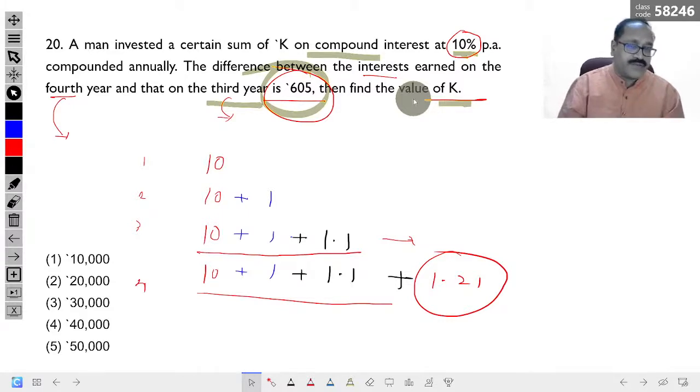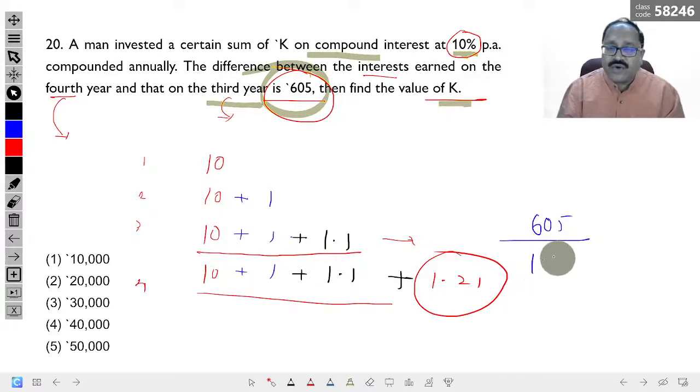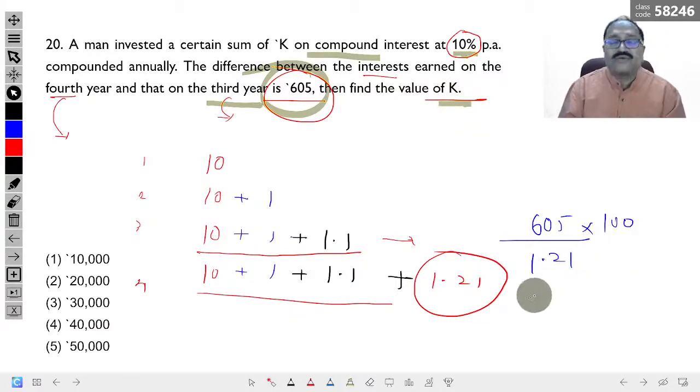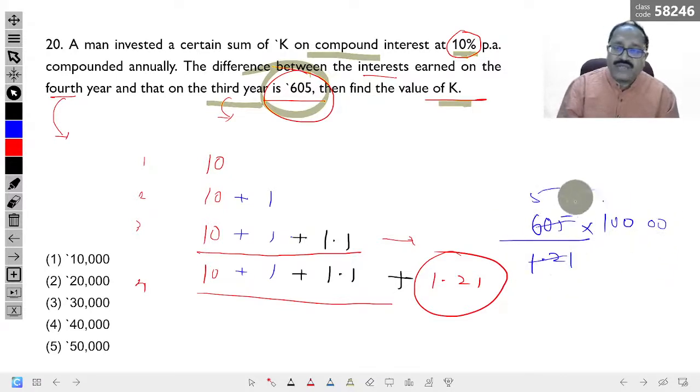Come on, come on. So what I'm going to do now is 605 divided by 1.21 into, हमें कितना चाहिए, k चाहिए, which is 100%. Principal is always 100%. So into 100. आपको क्लियरली दिख रहा है कि हाँ ये डिसमल हटाना है तो और 2 जीरो बैठाना है, और यहाँ पे 5 टाइम्स कैंसिल हो रहा है. सो 50,000 इज योर आंसर.